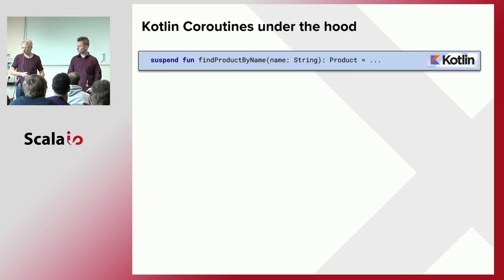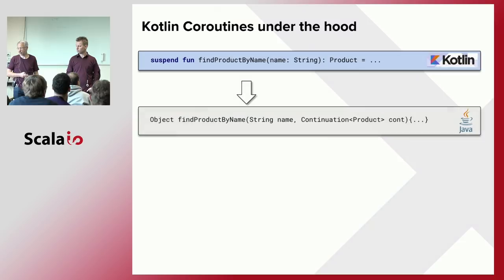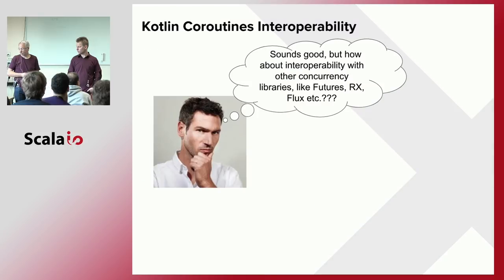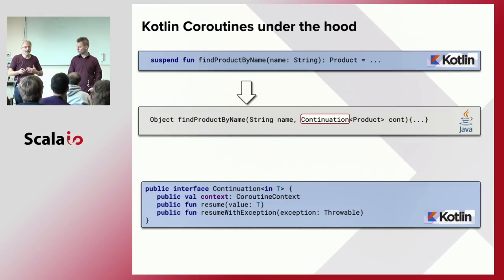Might be helpful to go a bit deeper. What does the code look like, and what does the compiler do with it? You have the suspend keyword, and what it actually does is compile into some sort of callback interface. So a continuation is compiled in here with return type product. This is how a continuation looks like. It's more or less like a promise in Scala. There's some context, and then you have a state pattern which makes sure that once a suspended method receives a result, the next one is called until the whole tree is executed.